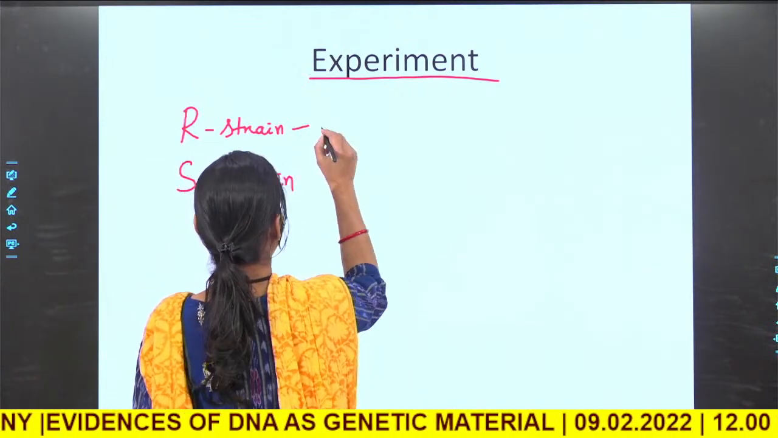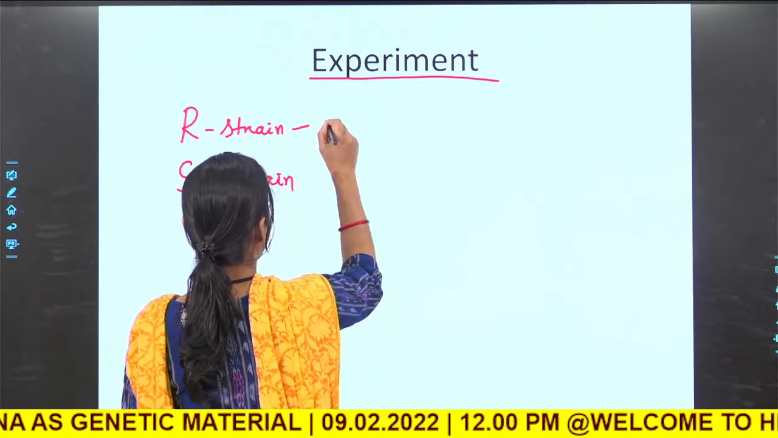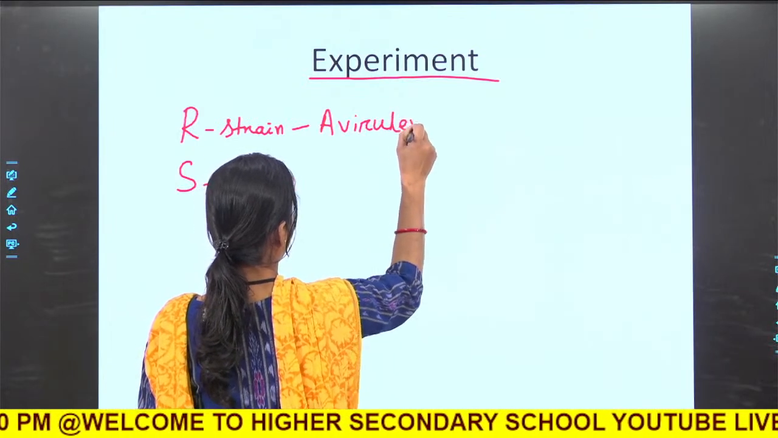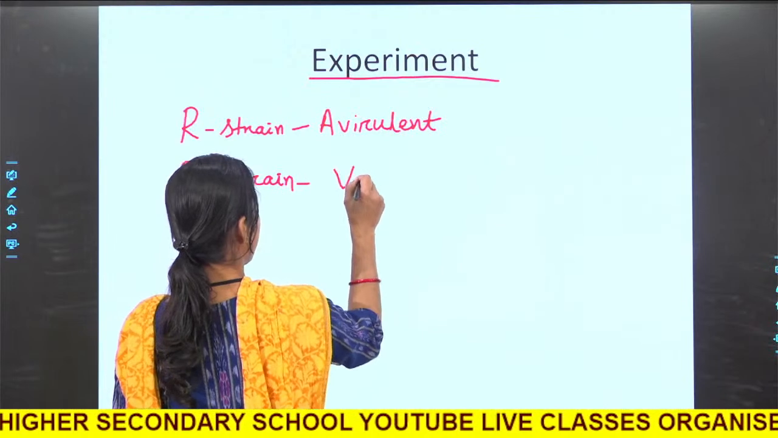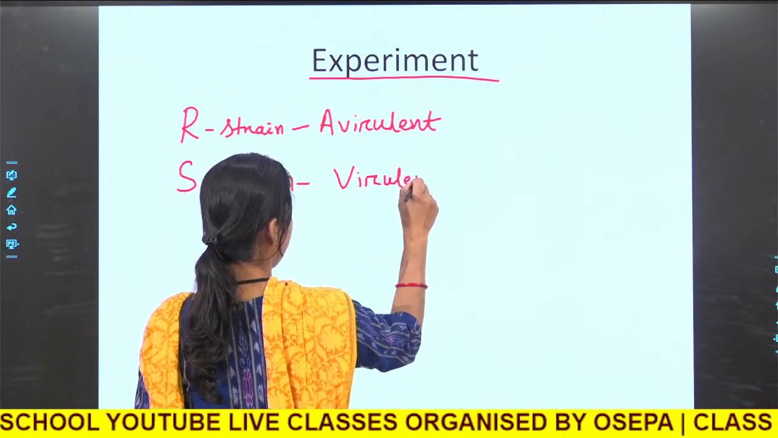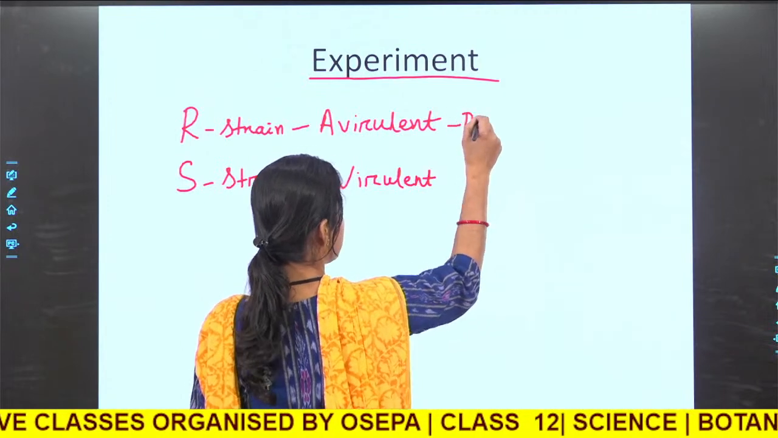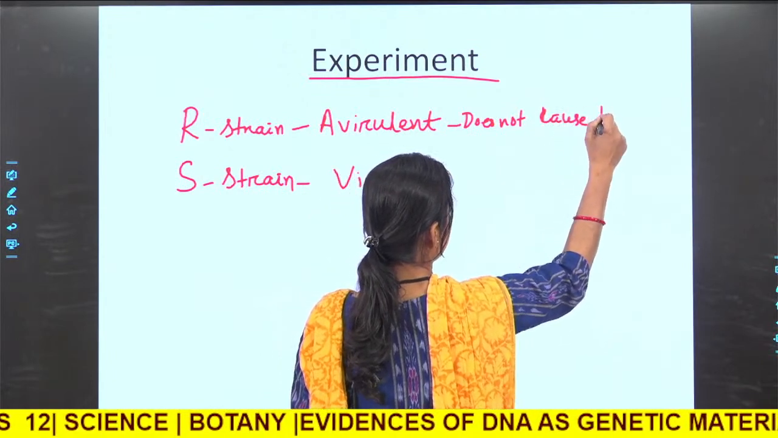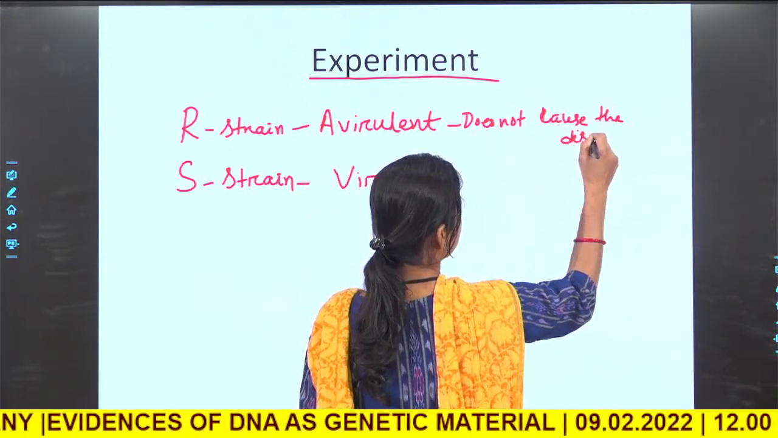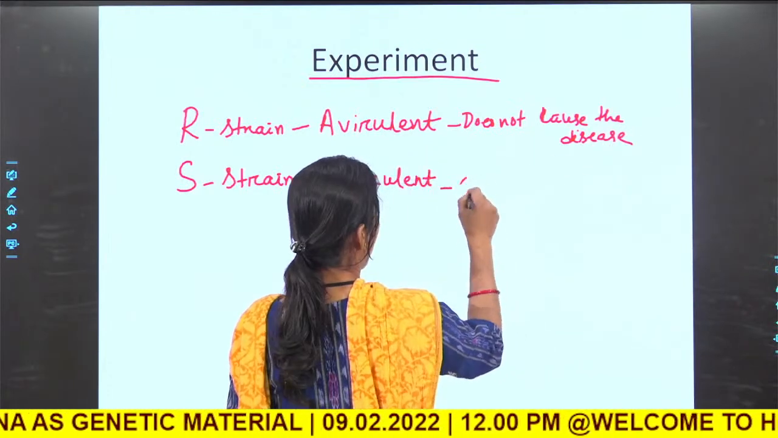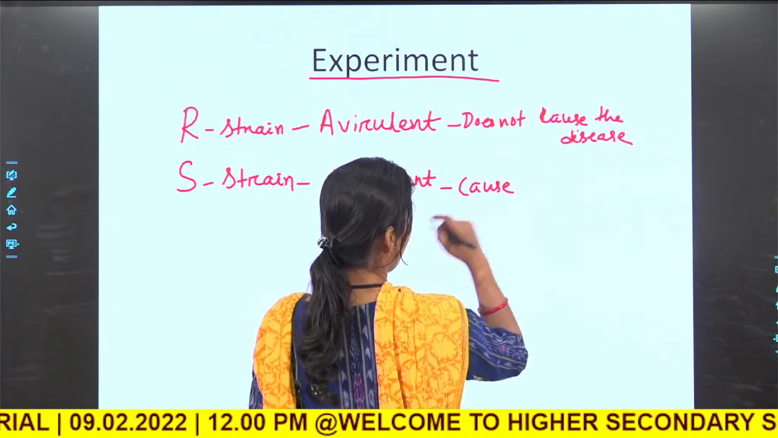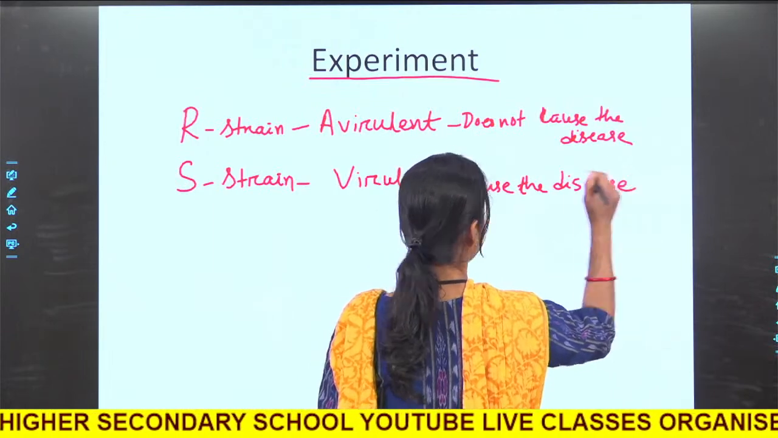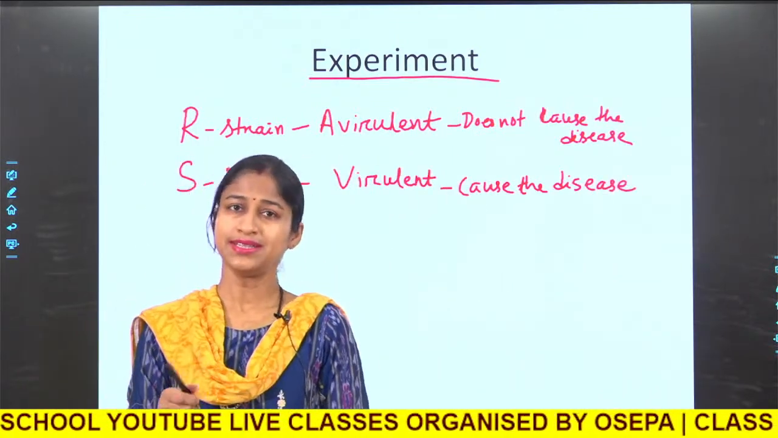The R strain does not cause virulence, or it is avirulent, whereas the S strain is virulent. What does it mean? This does not cause pneumonia, does not cause the disease, but this is the causal reason for causing the disease. So, one is the R strain, the other one is the S strain.